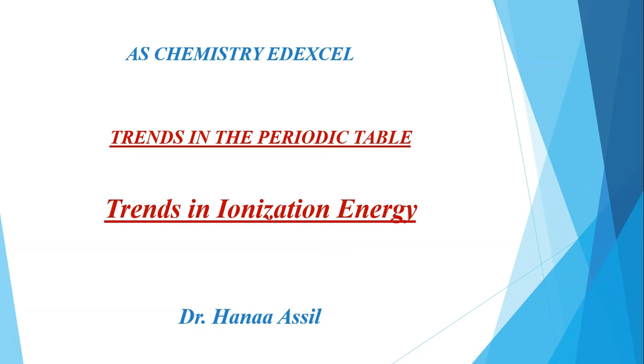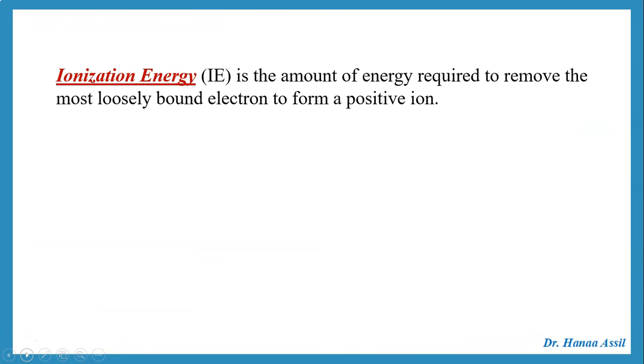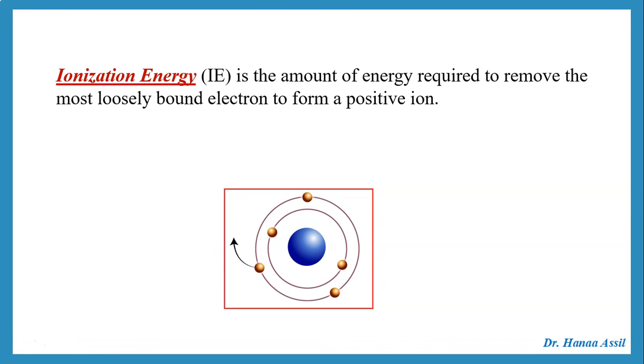So let's take a look at, first of all, what is ionization energy? Ionization energy is the amount of energy required to remove the most loosely bound electron to form a positive ion. So, if we have an atom and we're trying to remove an electron, pull away an electron from the atom, the amount of energy needed for that is called ionization energy. And notice that we could be removing an electron from a metal or from a non-metal. In both cases, it is called ionization energy.